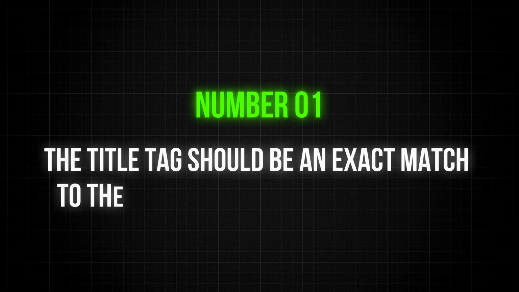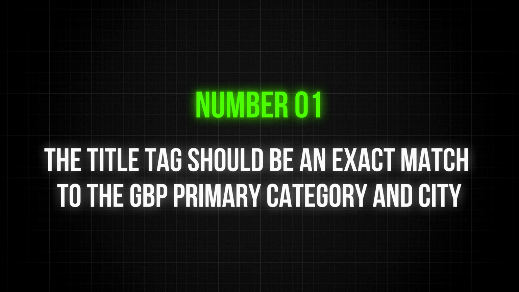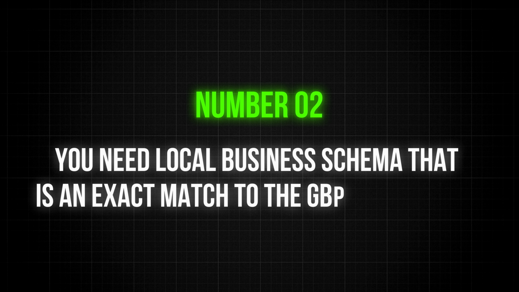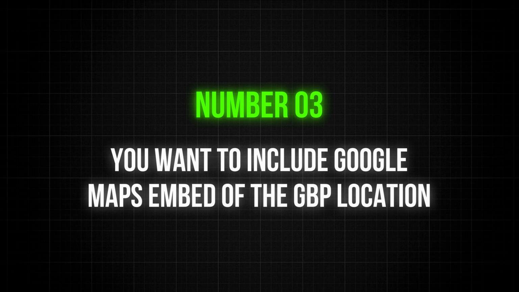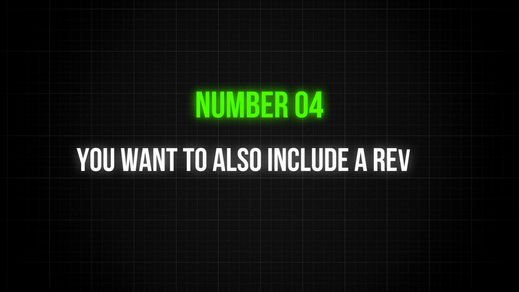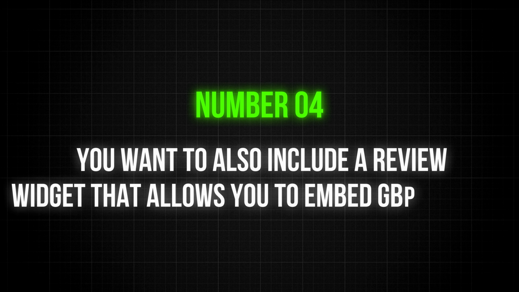Beyond just linking it with the GBP on the homepage, we also want to make sure that we include a few other things. Number 1, the title tag should be an exact match to the GBP primary category and city. Number 2, you need local business schema that is an exact match to the GBP information. Number 3, you'll want to include a Google Maps embed of the GBP location. And finally, number 4, you'll want to also include a review widget that allows you to embed GBP reviews. Those 4 things are very valuable on your GBP landing page. Make sure you include them.